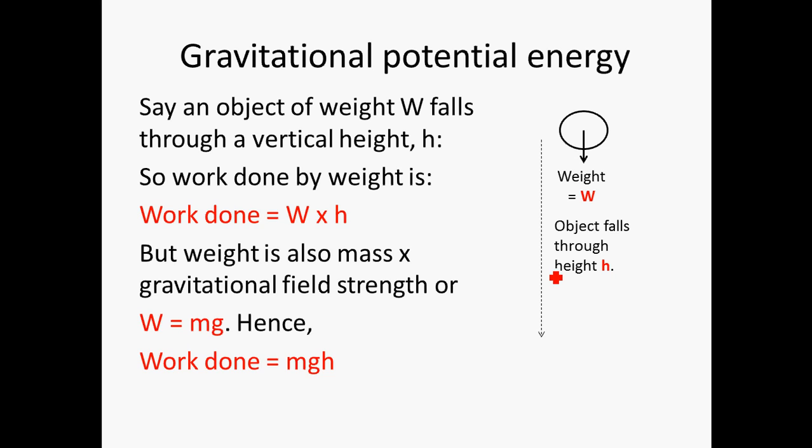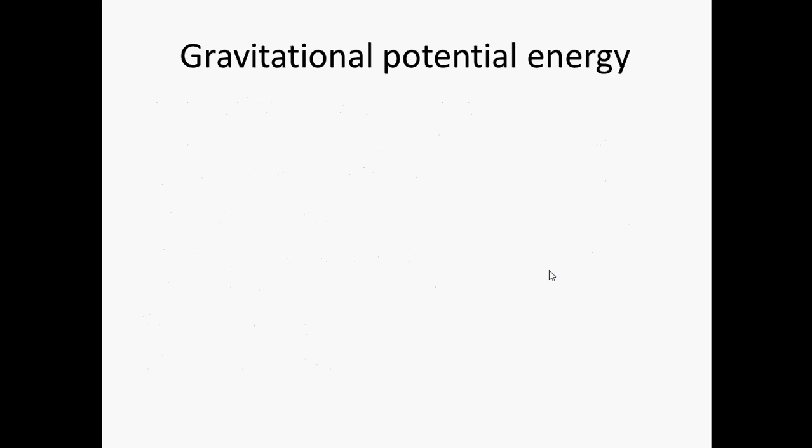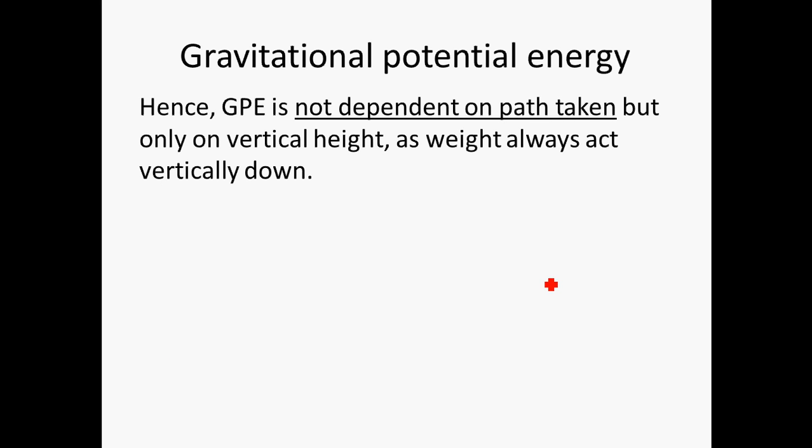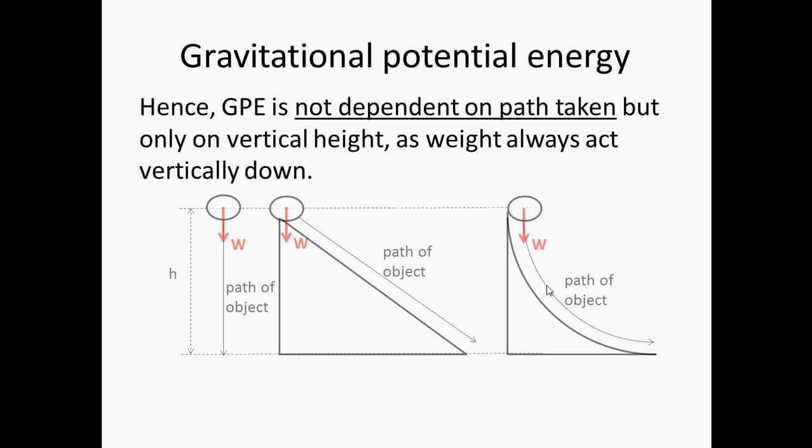So actually GPE is a form of work done. Because GPE is a form of work done, GPE is not dependent on the path taken, just like work done, but only on the vertical height. Why? Because the weight always acts vertically down. So any work done by the weight must also be in the direction of the weight. So I'm only interested in the vertical direction downwards of the weight. So that's why I'm only interested in the height.